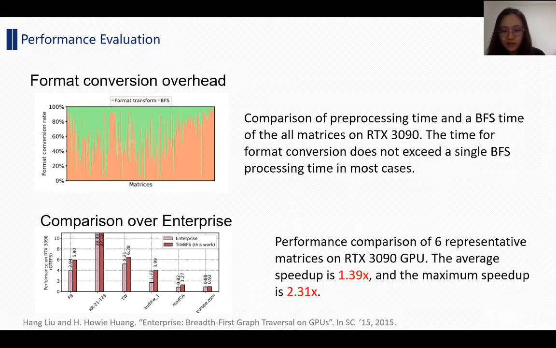Enterprise is the first BFS algorithm that performs different load balancing for different out degrees in BFS. The figure shows the performance comparison of TileBFS and Enterprise on RTX 3090, and the average speedup is over 1.3 times, and the max speedup is over 2 times.